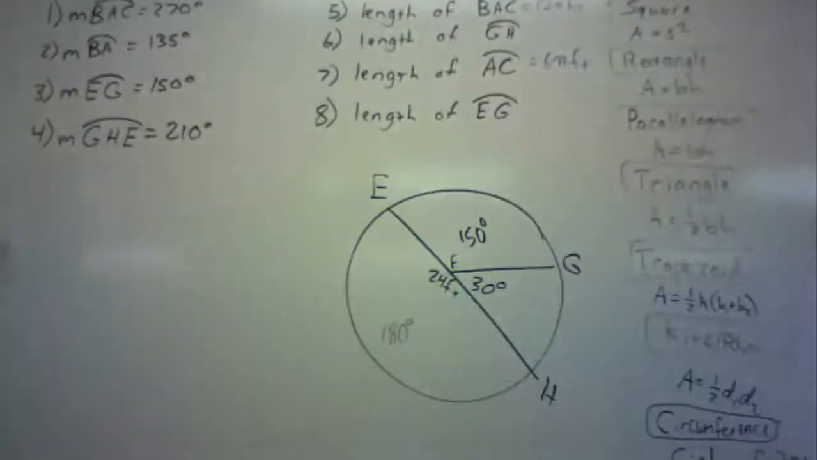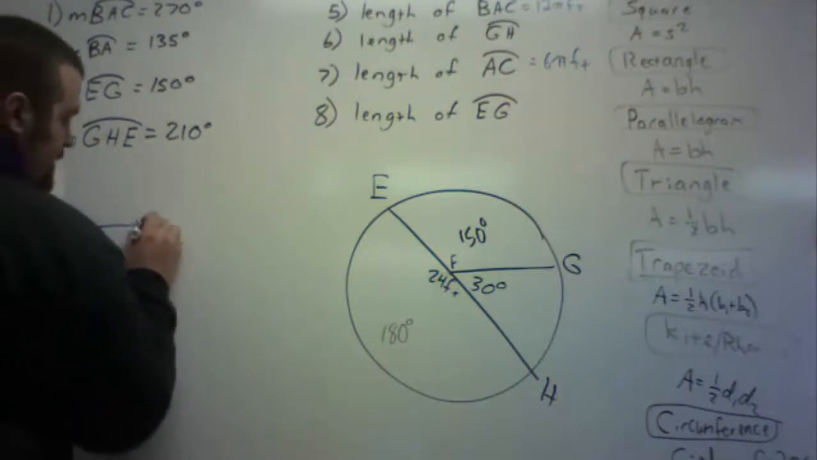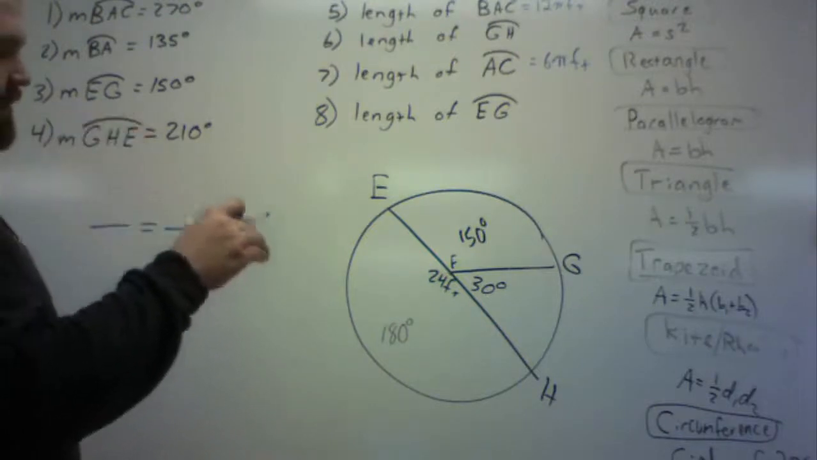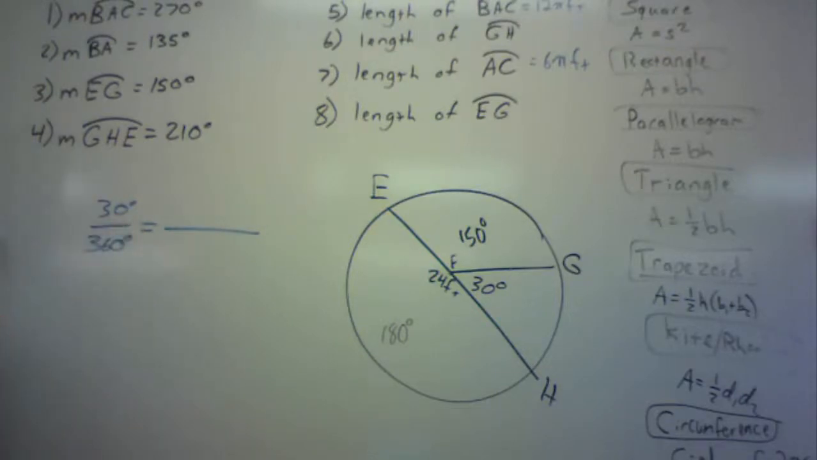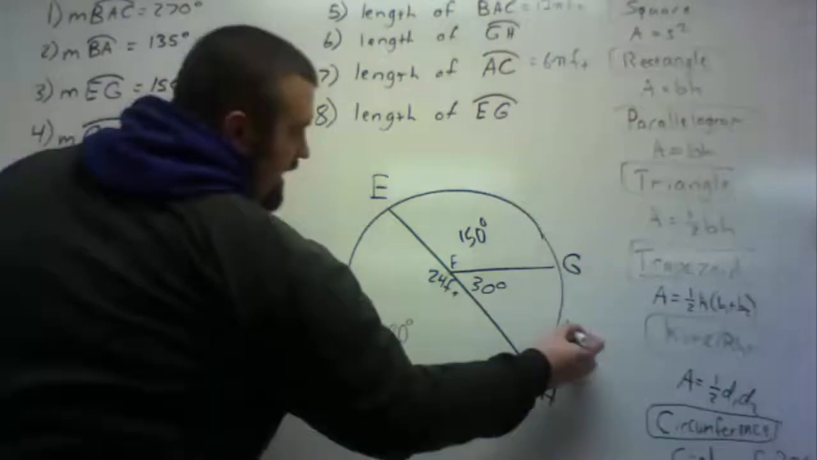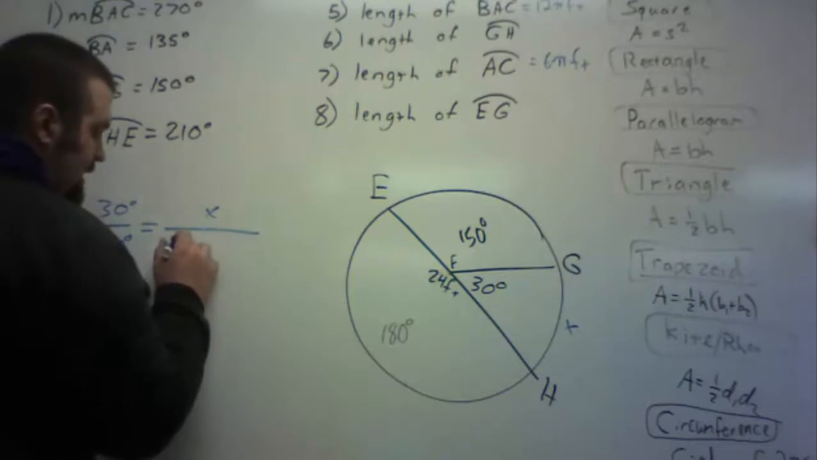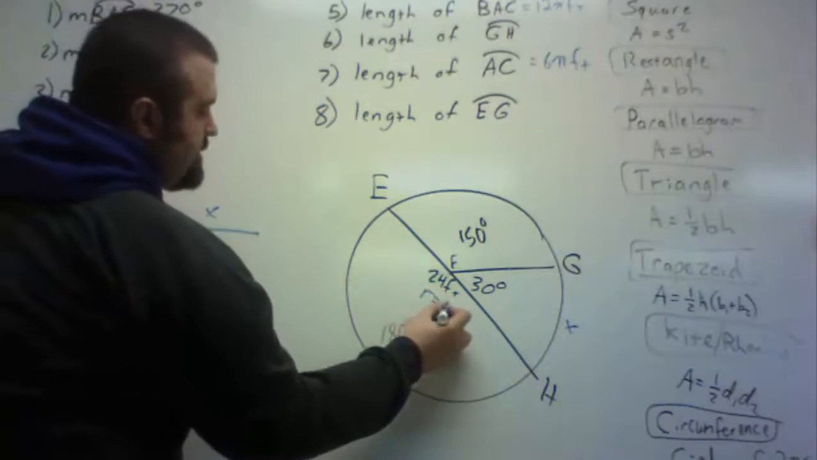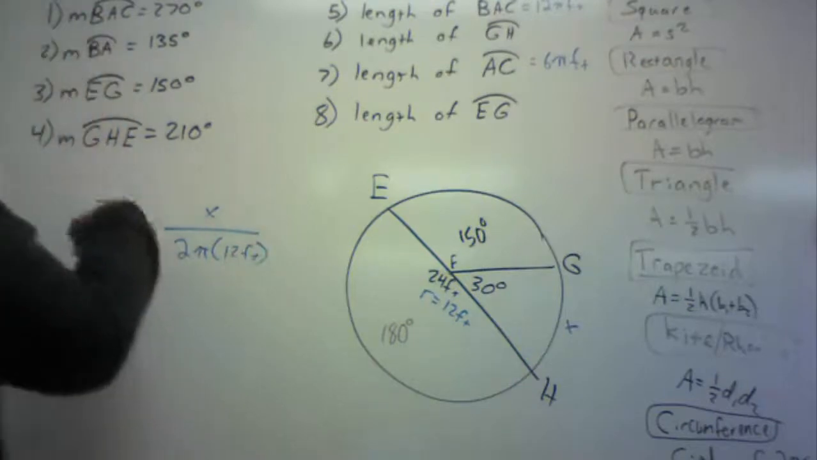For the last two here, I thought I'd give us a little bit more room to solve these problems. I'm looking for the length of arc GH. So again, set up your proportion. The part of the circle that arc GH accounts for is 30 degrees out of a total of 360 that I could have accounted for. The part that I'm looking for, the length x here, compared to the full circle, 2 pi r. If the diameter is 24, the radius is 12 feet. So 2 pi times 12 feet. Let's simplify a little bit.